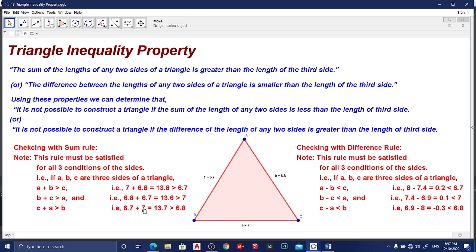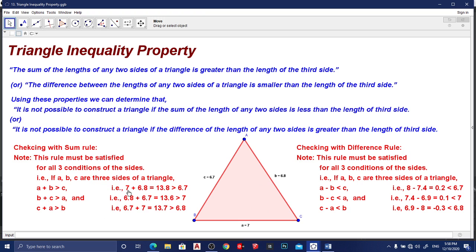Here A is equal to 7. This is the first condition: A plus B is greater than C. We can write this property as three conditions, if you take it cyclically. First, if you take A and B, A plus B should be greater than C. Then if you take B and C, B plus C should be greater than A. The sum of the two sides is greater than the third side. If you take C and A, C plus A also should be greater than B. So this is the sum property. These three conditions should be satisfied to say that the given three sides belong to a triangle.